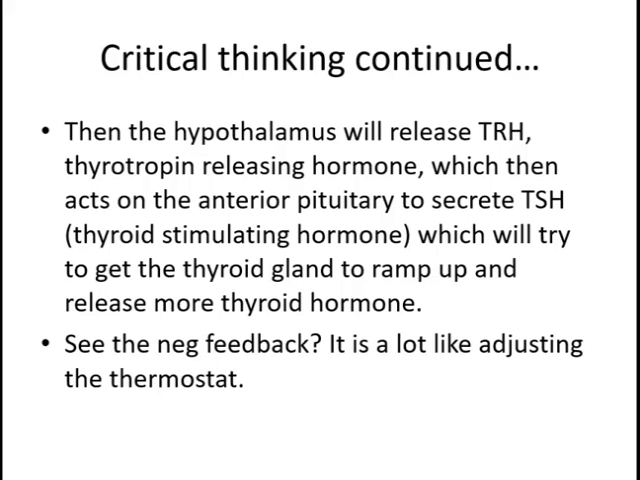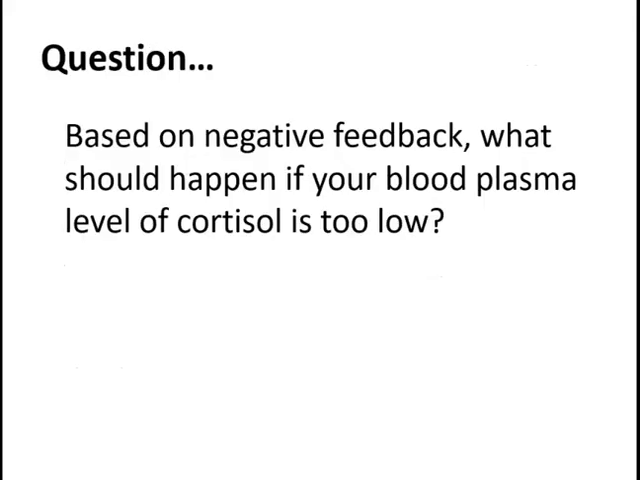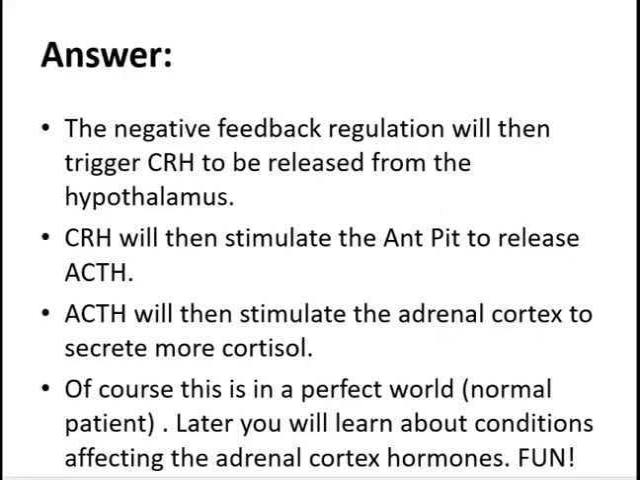It's like adjusting a thermostat. So, based on the negative feedback, what should happen if your blood plasma level of cortisol is too low? The negative feedback regulation will trigger the CRH to be released from the hypothalamus. The CRH will then stimulate the anterior pituitary to release ACTH. The ACTH will then stimulate the adrenal cortex to secrete more cortisol. Of course, this is in a perfect world, a normal patient, but later on you will learn about conditions affecting the adrenal cortex, so more fun to come.